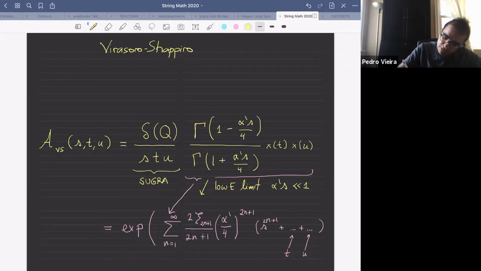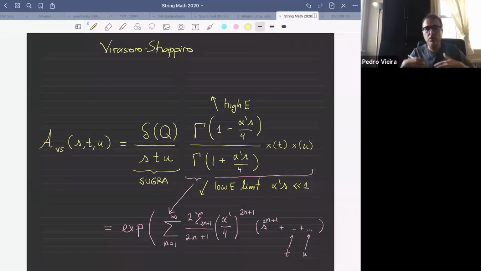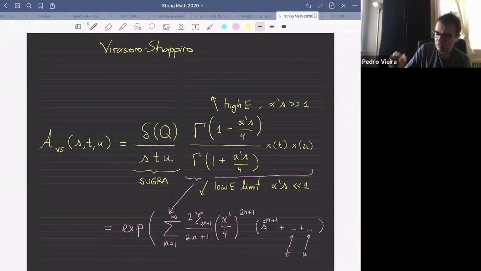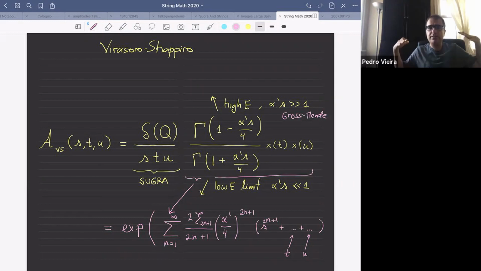Then there is another limit we could take, which would be the high energy limit, where we would take S, T, and U all scaling in the same way and very big. And we want to take now alpha prime S to be much bigger than 1. And this regime is less familiar to most, but was also a regime considered by Gross and Mende a long time ago, where we are scattering strings at very, very high energy.